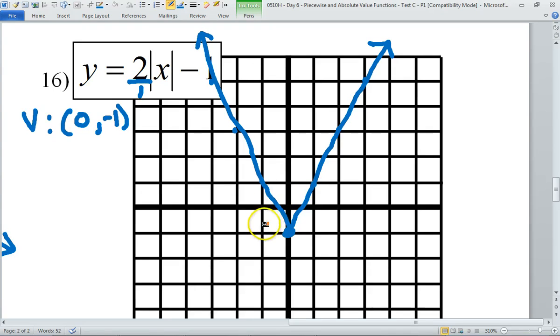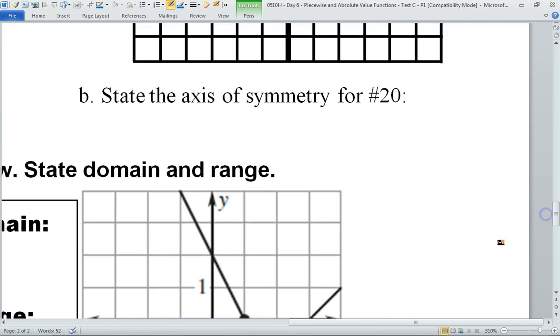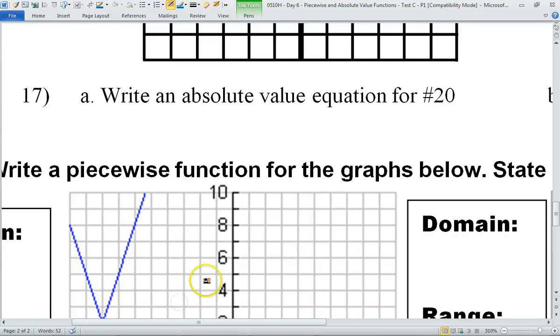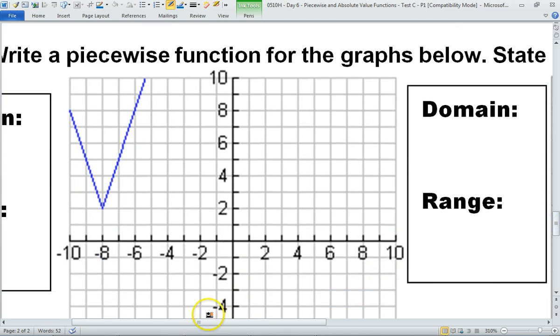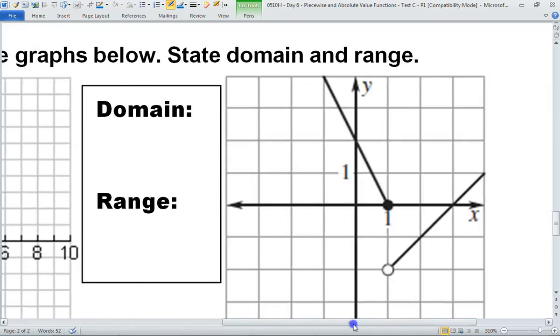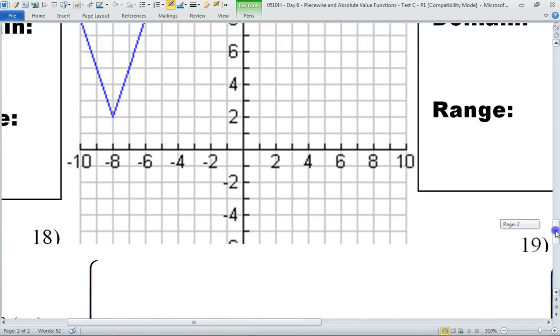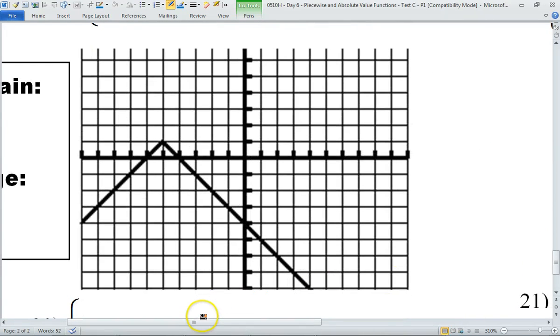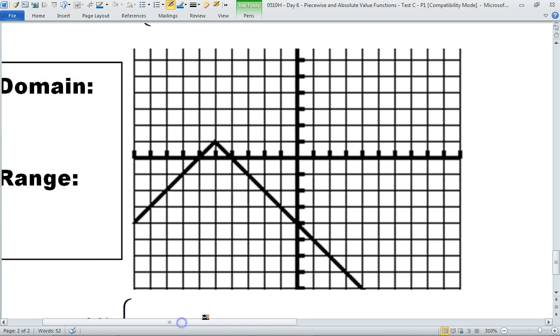Any questions about number 16? Okay, number 17. Write an absolute value equation for number 20. Oh, I guess we got to do number 20. Or maybe we don't have to. Let's see, where's number 20? Oh, okay. So we need to write an absolute value equation for this, because this is number 20.